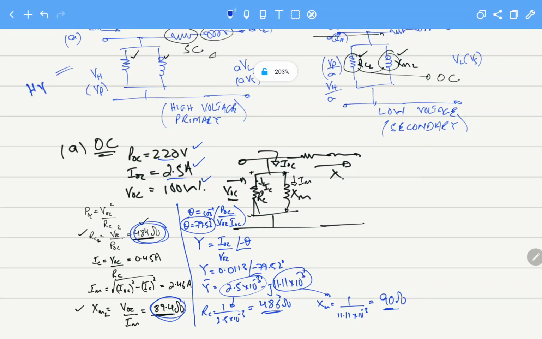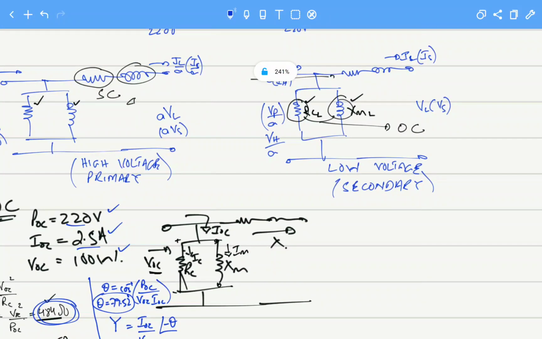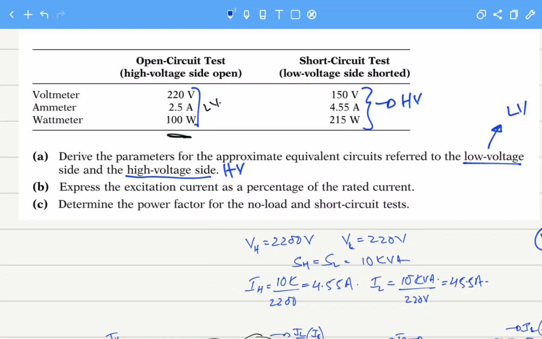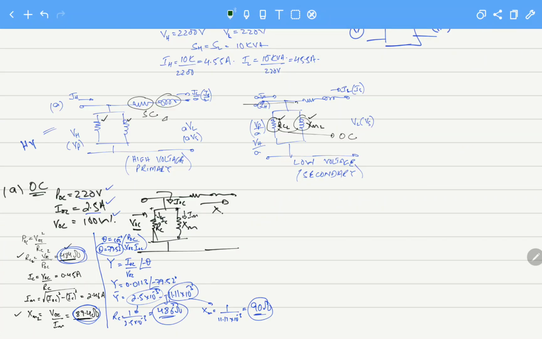So these are the two methods by which we can calculate these open circuit parameters. But whatever the method we use, we have calculated the parameters that are being reflected towards the secondary or the low voltage side. Why? Because these parameters were calculated at the low voltage side or the secondary side.